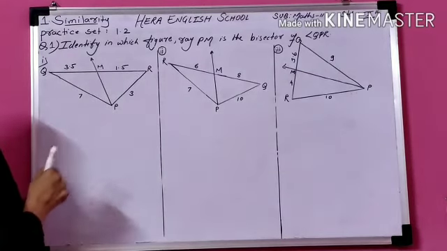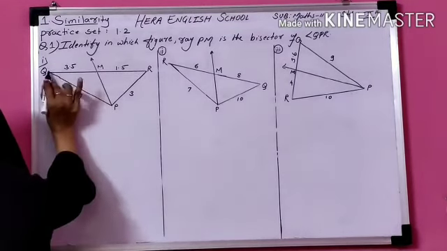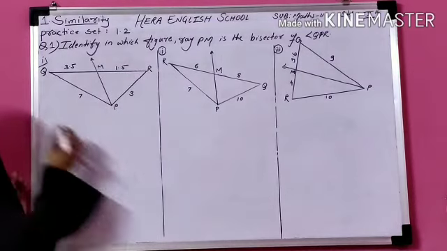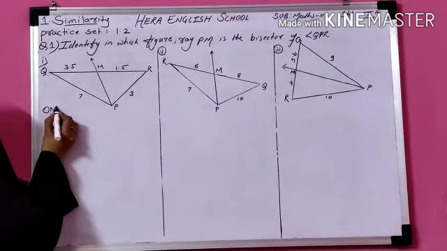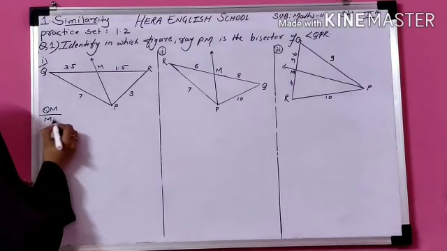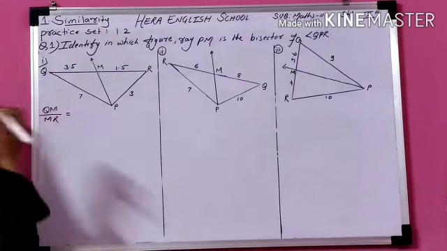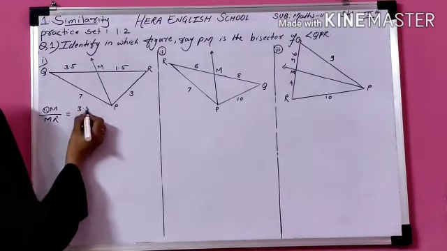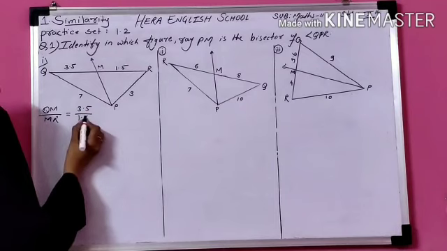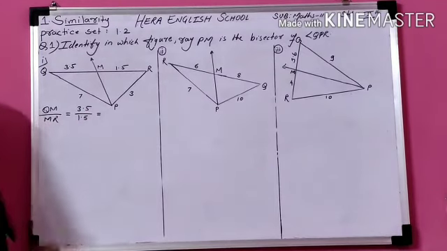Okay. Now here the side opposite to angle P is this side. So take the ratio, find the ratio QM upon MR. QM upon MR, substitute the values 3.5, 1.5. Okay, reduce it: 3.5 upon 1.5.